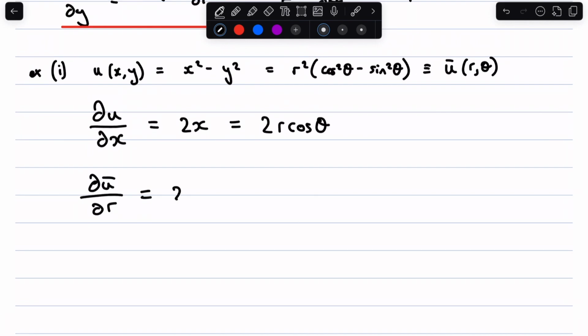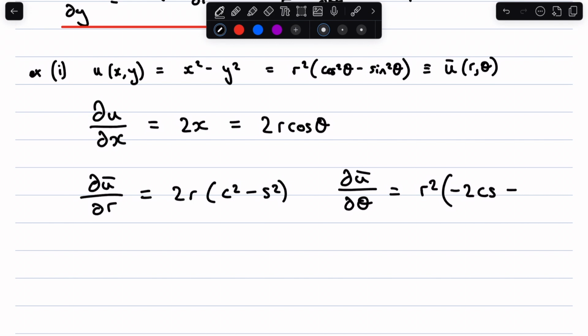and we can find that that is going to be 2r times, and here I'm going to use a shorthand. Instead of writing cos theta or sine theta, I'm just going to write c or s respectively. So here it will be c squared minus s squared. And then for du bar by d theta, we're going to keep our r squared where it is, and this will become minus 2 cos sine minus 2 sine cos. And now if we combine those, we just have minus 4r squared times cos and sine.